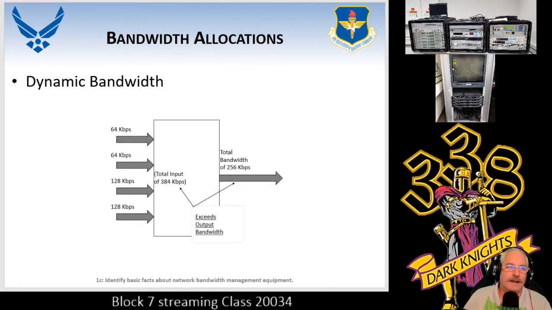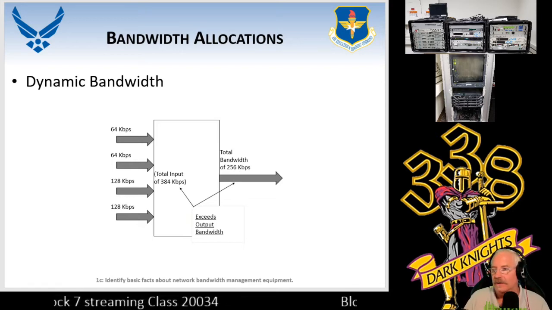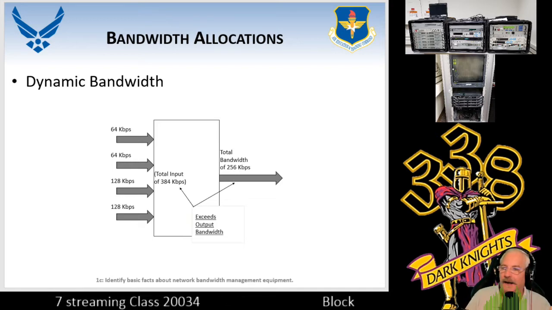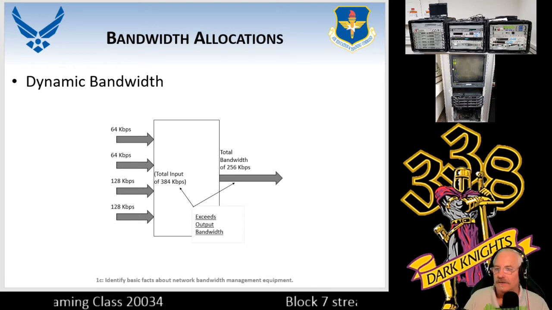So when you see this, the dynamic, these are what's all assigned. You can see 384, it exceeds the bandpass or the bandwidth of 256. Yeah, we're going to have some issues there. There may be some issues with the timing. Everybody will be slowed down at that point.